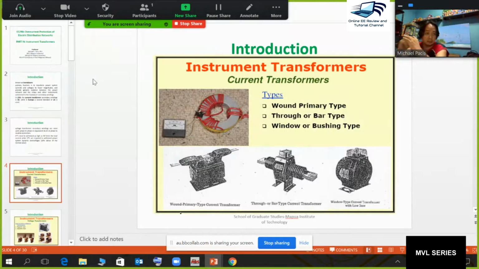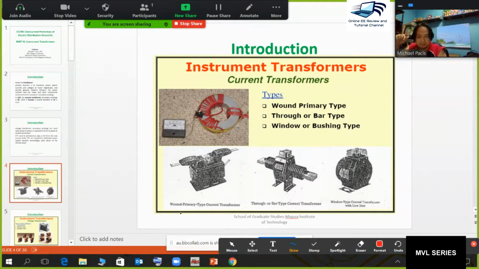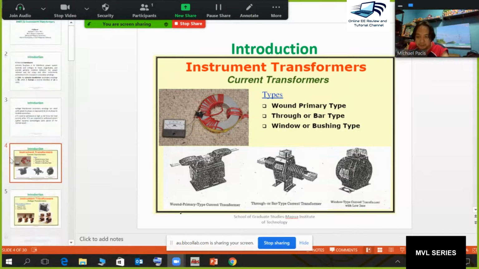These are your instrument transformers. It has three types. First, the wound primary type. The wound primary type is like this. And then your bar type is like this. And this is familiar from our laboratory, right? The bushing type, or there's a hole on your core. So this is a window type, a bar type, and a wound primary type. Okay, we can move forward.